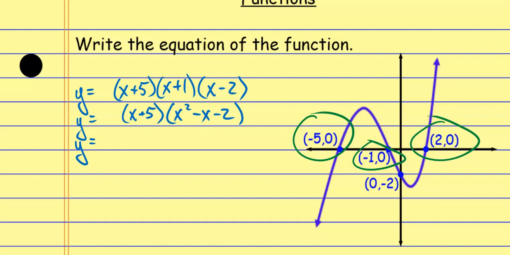And now I'm going to multiply this out. That involves distributing the x value and then the 5. So that's an x cubed. Okay. And then from here, it's just a little bit of simplifying.